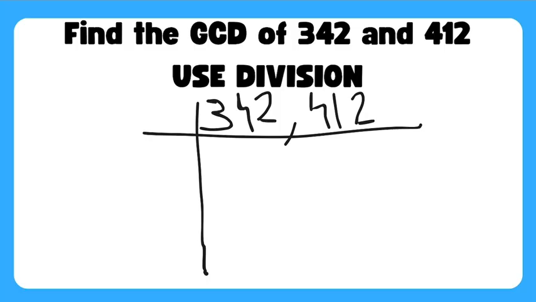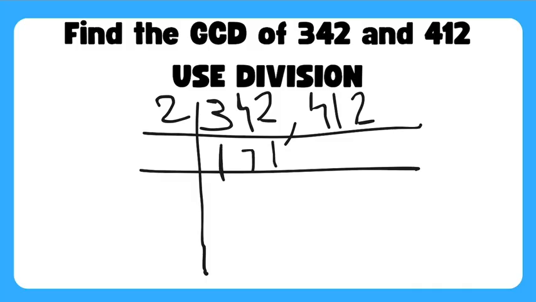So I see a 2 at the end of both of these, so I will put a 2 here. This is how you should be doing it for it to be very simple. So now we will divide both of these by 2. So this is going to become 171, and this one is going to become 206. So now this is where it gets a little bit confusing.